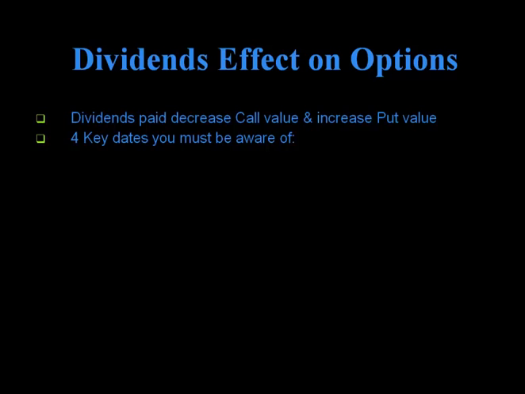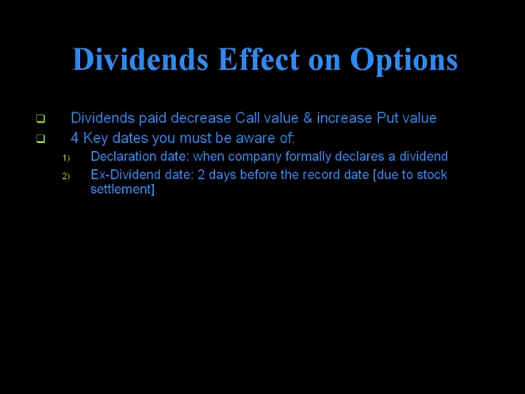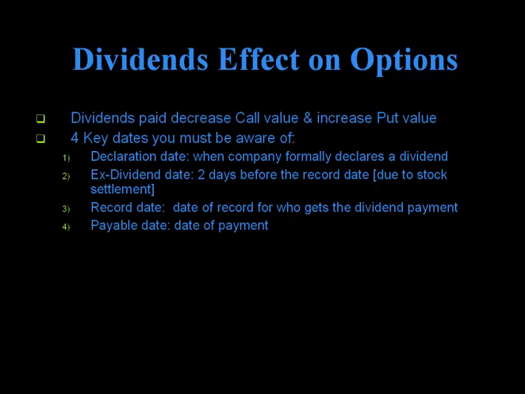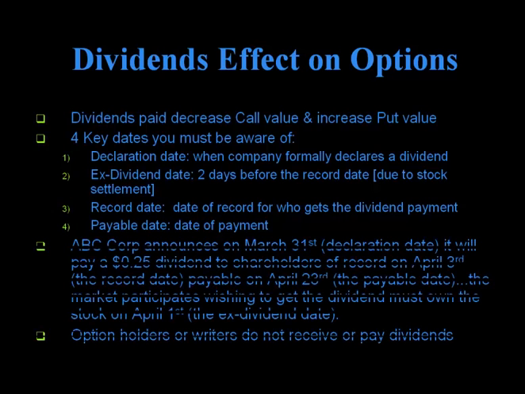Let's talk about dividends for a minute. We've already said dividends are not a Greek, but it's important to understand how dividends affect option prices. There are 4 key dates that you need to be concerned about with dividends. The declaration date, and that's of course when the company formally declares a dividend. The ex-dividend date, that's 2 days before the record date, and that's typically due to stock settlement. It takes about 2 days to settle. The record date, and that's the date of record for who actually gets the dividend payment. And then the payable date, and of course that's the date that you're going to get your payment.